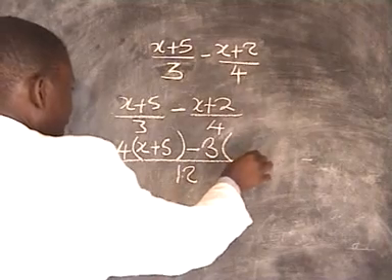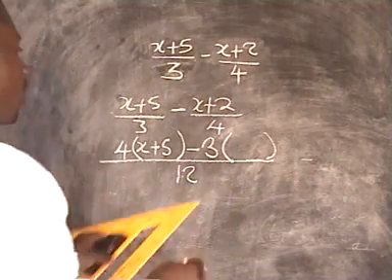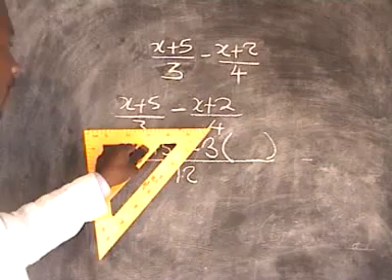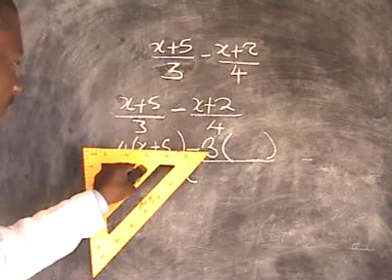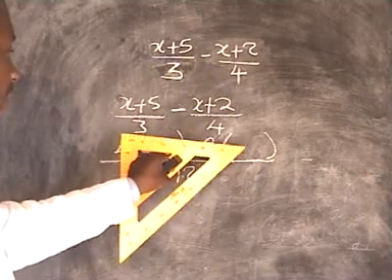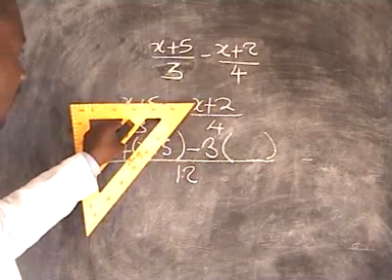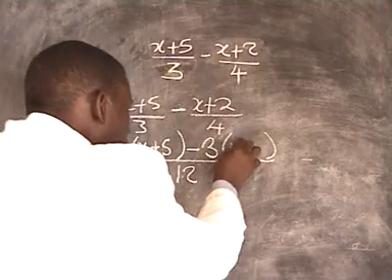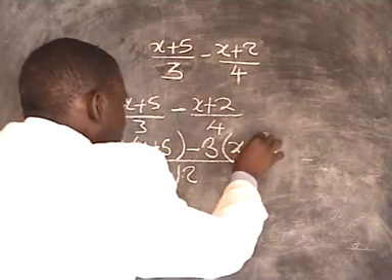Then create the brackets again like that. Then write what is up there. You have divided the 4 into 12, it's 3 times. So I have written a 3 there. Then I create the brackets. Inside the brackets, I write what is up there. This is x plus 2. I'm sure this is not all that difficult. x plus 2 like that.